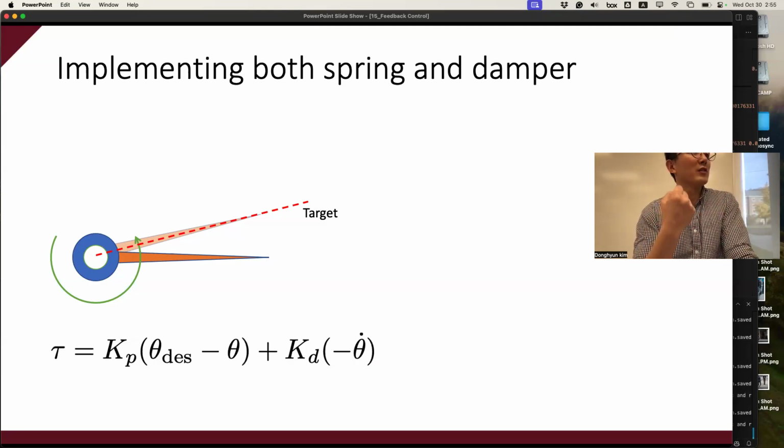The damper takes the energy. So when you see the equation, when the theta dot is positive, the torque is negative. And when theta dot is negative, the torque is positive. So what it means is that whenever the system moves in a certain direction, it tries to retract that system. So it is actually prohibiting this movement. So eventually it goes down to zero velocity.